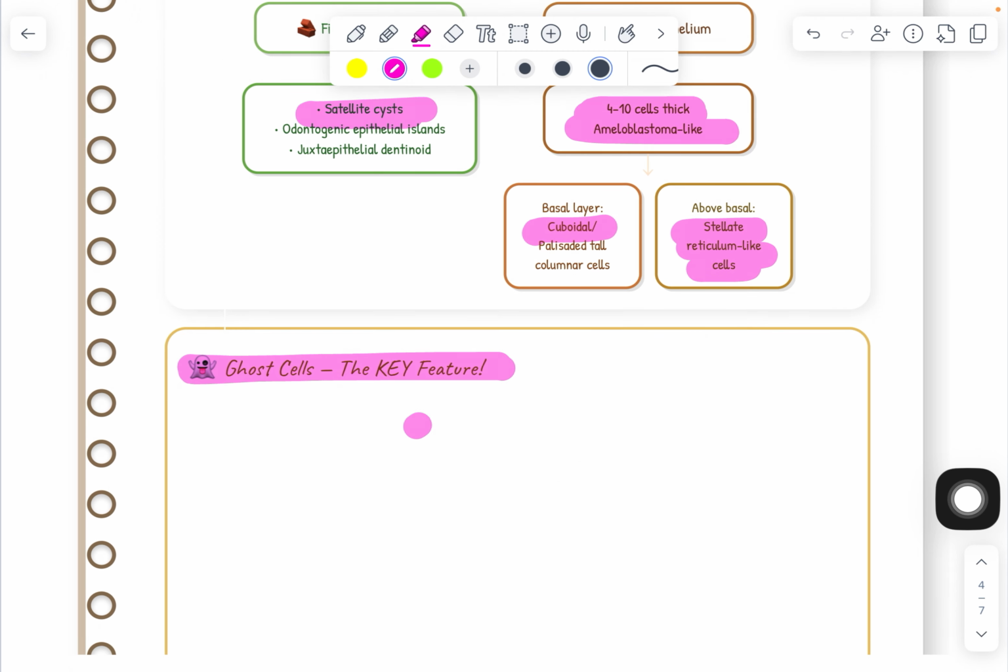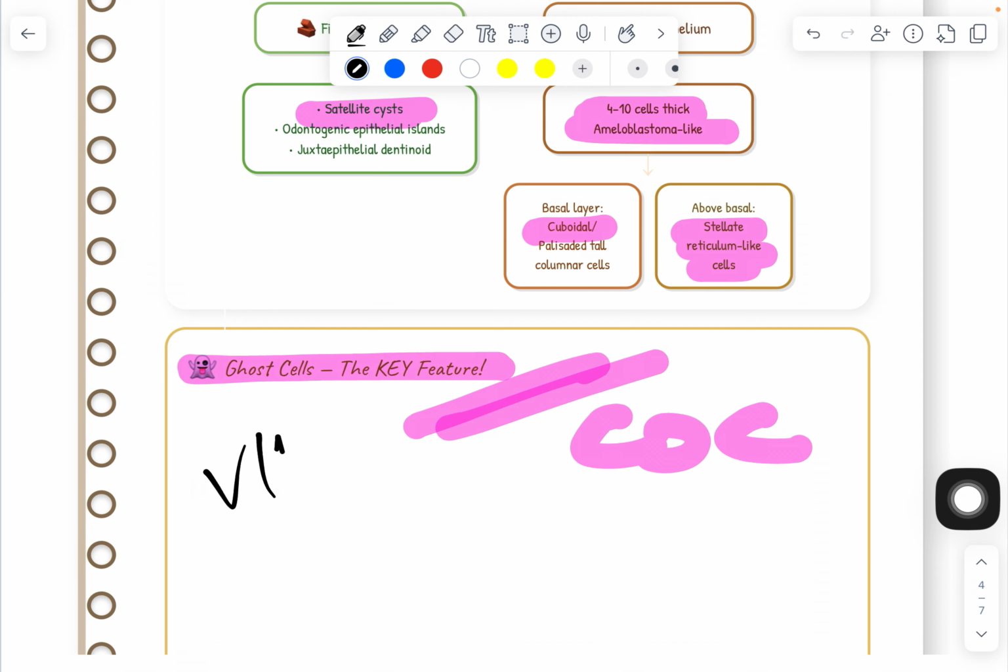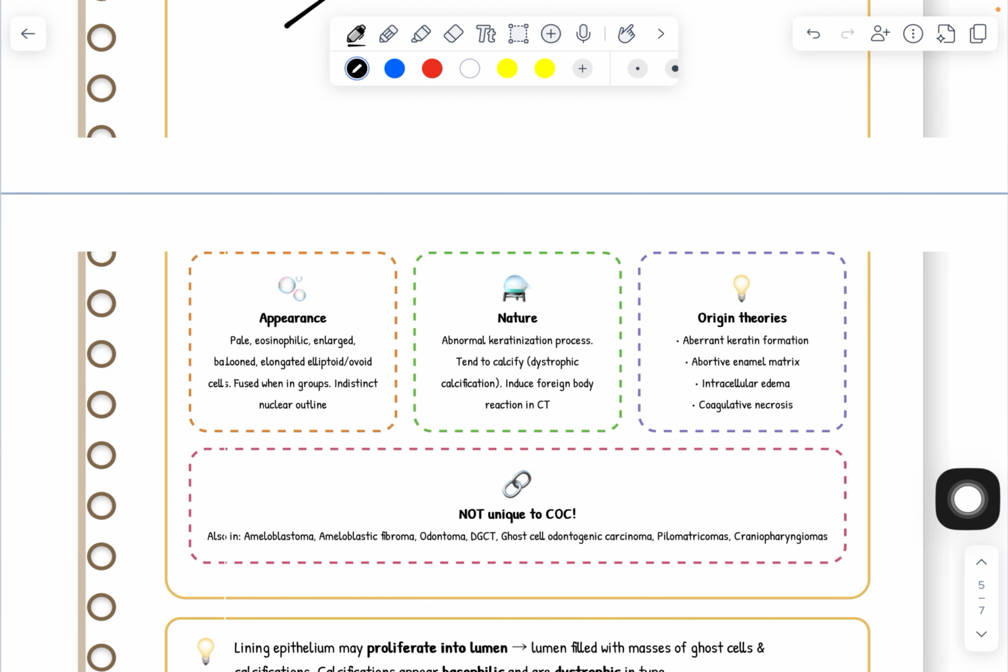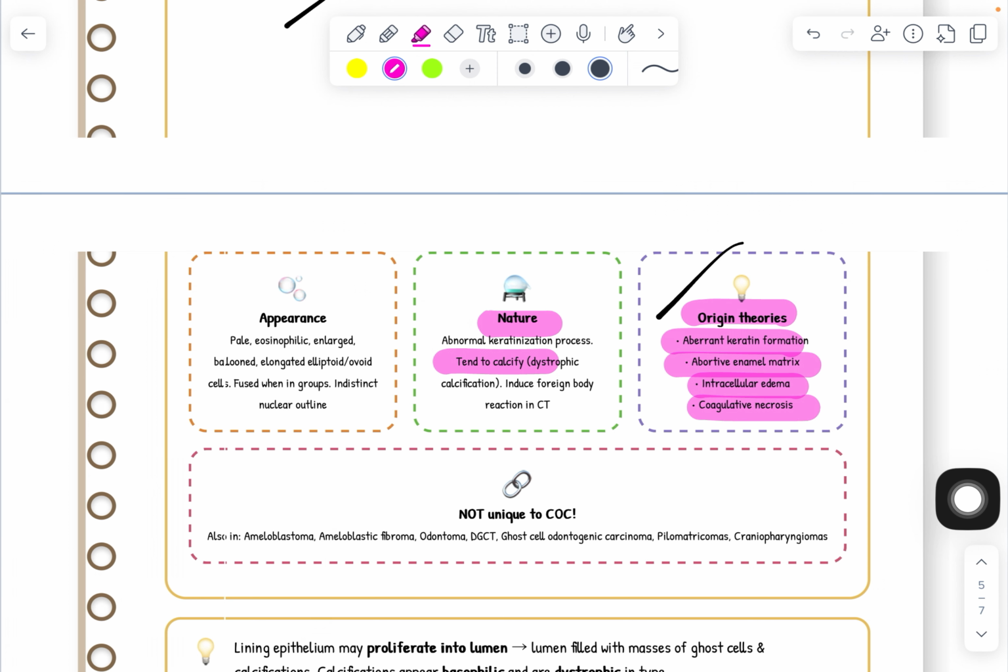Ghost cells is the key feature of the COC. It is a very very important viva point. So where do ghost cells originate from? Aberrant keratin formation, intracellular edema, coagulative necrosis. Just go through these. This is not very important, but if you write it, obviously you gain an edge over others in your exam.